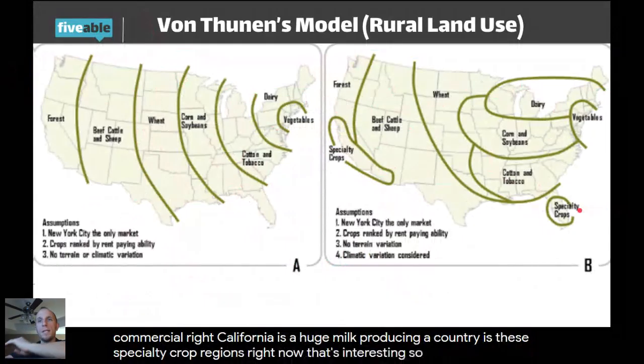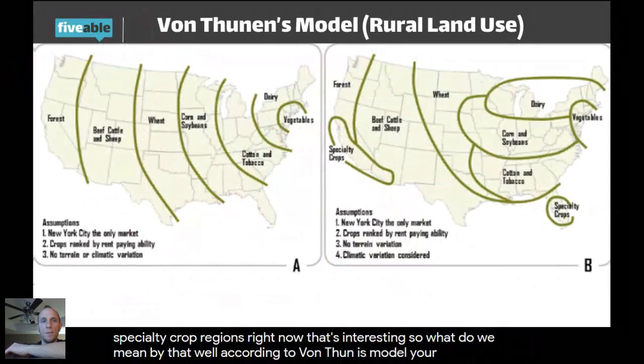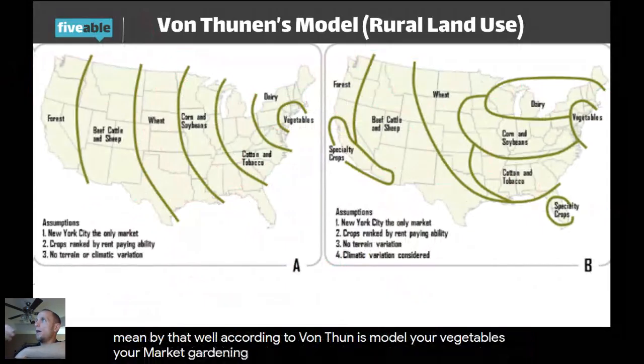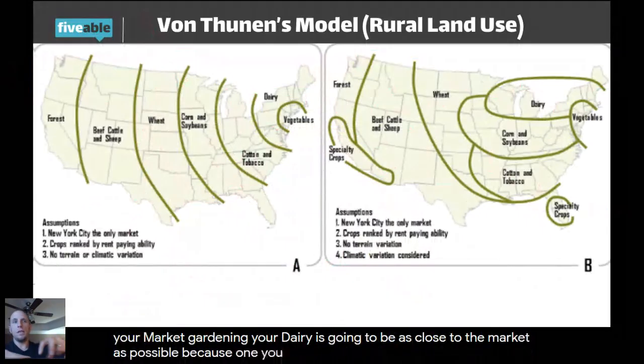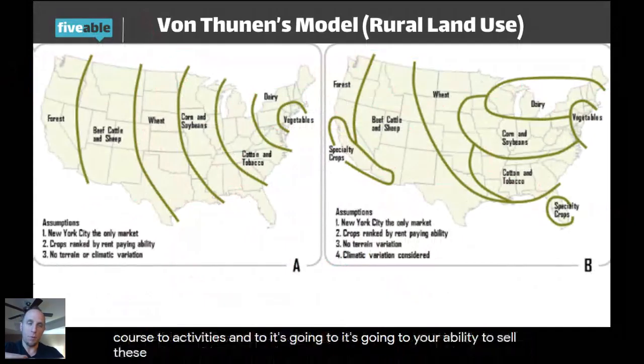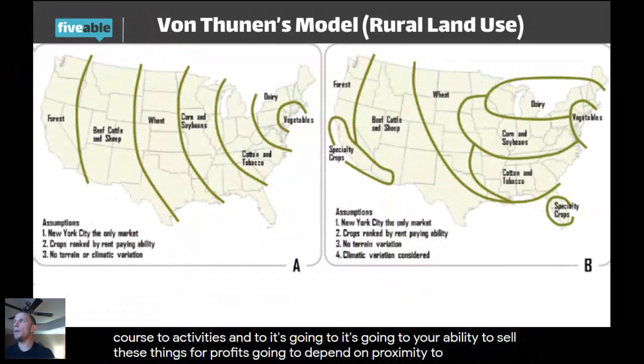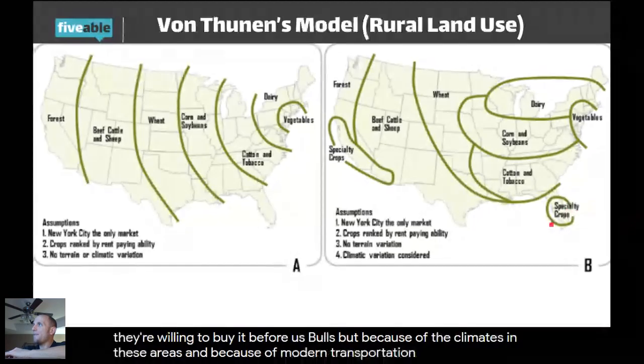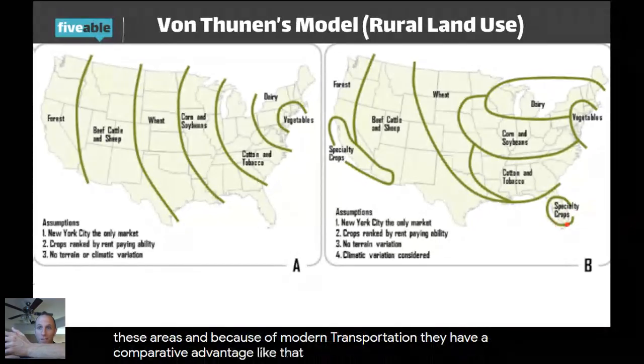Well, according to von Thunen's model, your vegetables, your market gardening, your dairy is going to be as close to the market as possible because, one, usually these are going to be intensive commercial activities, and two, your ability to sell these things for profit is going to depend on proximity to people that are willing to buy it before it spoils. But because of the climates in these areas and because of modern transportation, they have a comparative advantage, like what we just talked about, to produce certain specialty crops.